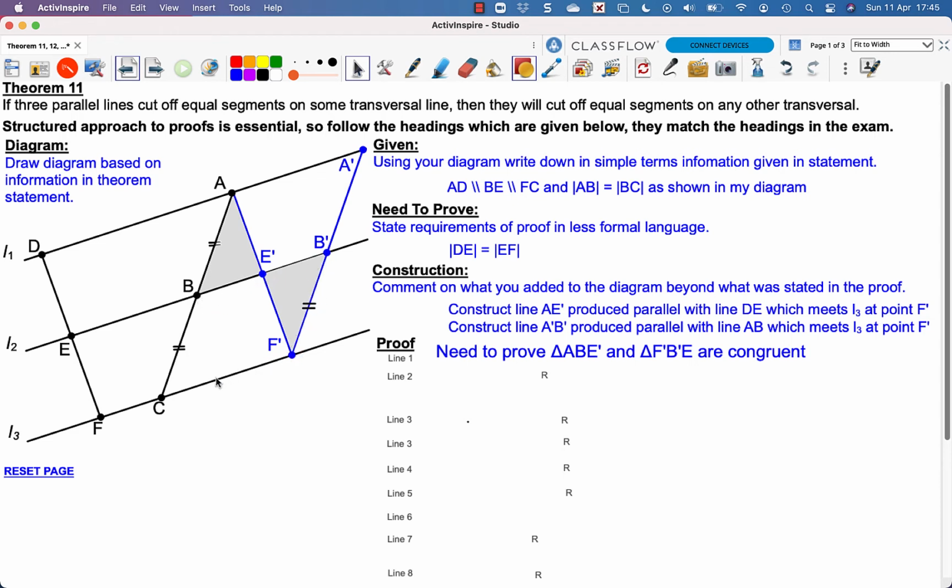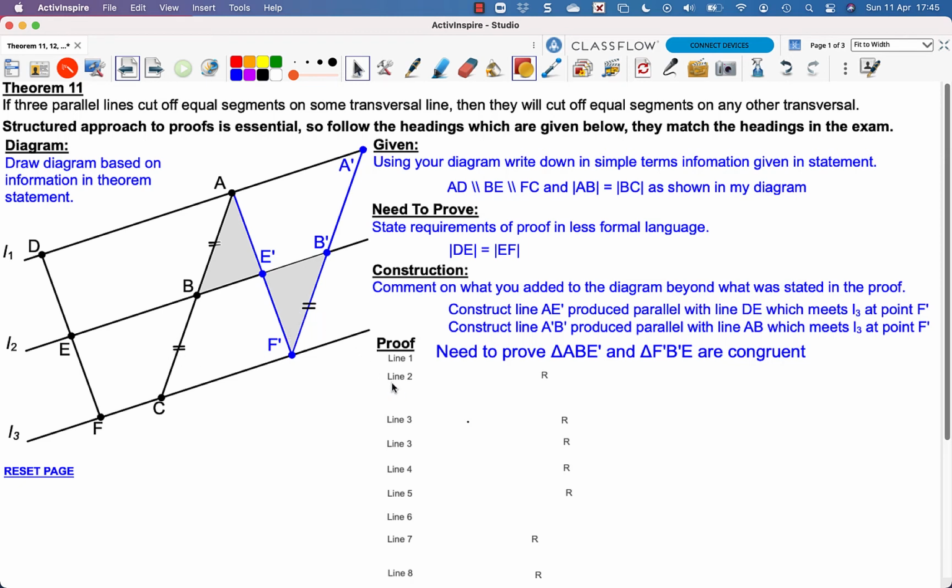Well, how do I know this is a parallelogram? First of all, we were told in the question that L2 and L3 were parallel. And also, we constructed these two lines to be parallel to each other. And thereby, we've created a parallelogram. So we now know that that length equals that length.